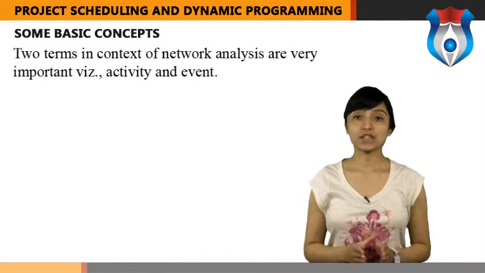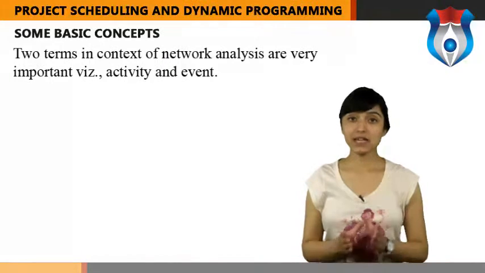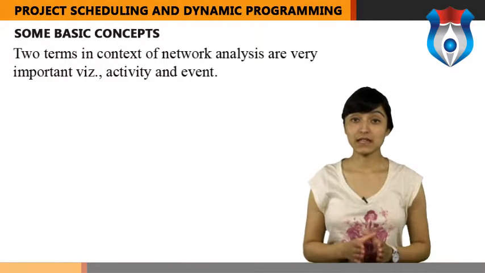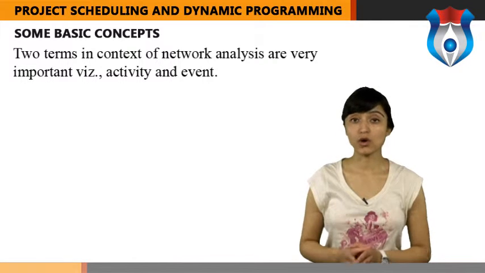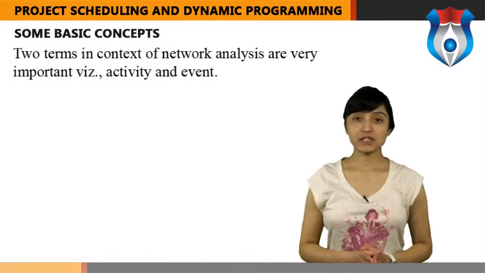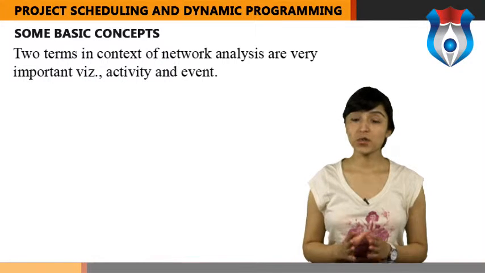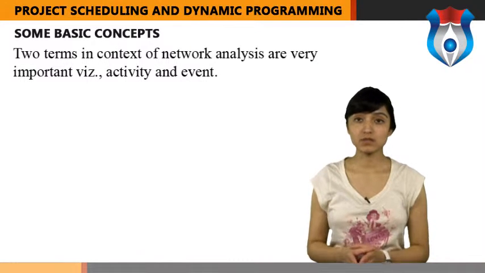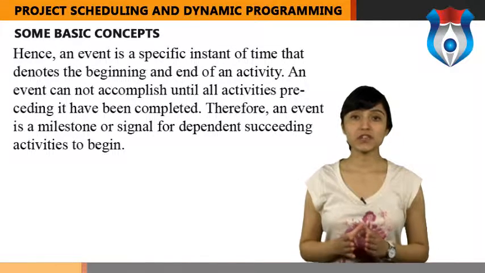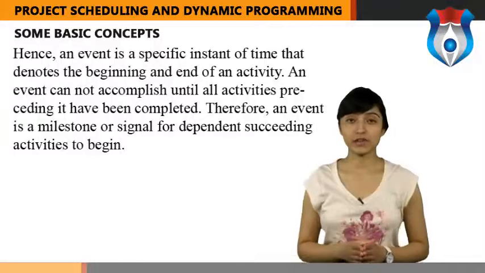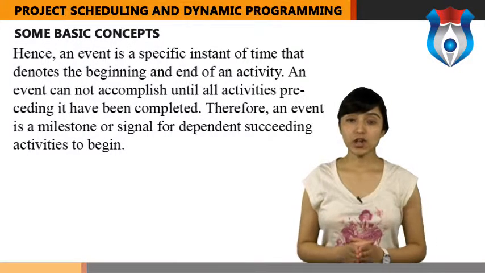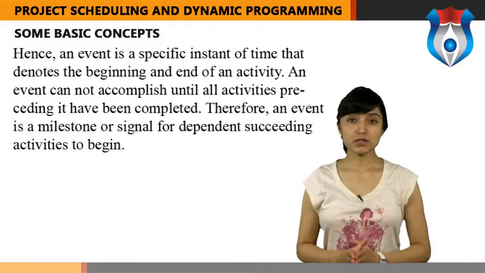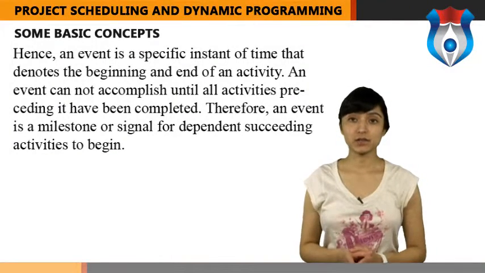Two terms in the context of network analysis are very important: activity and event. An activity represents some action, and as such is a time-consuming effort necessary to complete a particular part of the overall project. Thus, each and every activity has a point of time where it begins and a point where it ends. An event represents the start or completion of some activity and as such consumes no time. Hence, an event is a specific instant of time that denotes the beginning and end of an activity. An event cannot occur until all activities preceding it have been completed. Therefore, an event is a milestone or signal for dependent succeeding activities to begin.